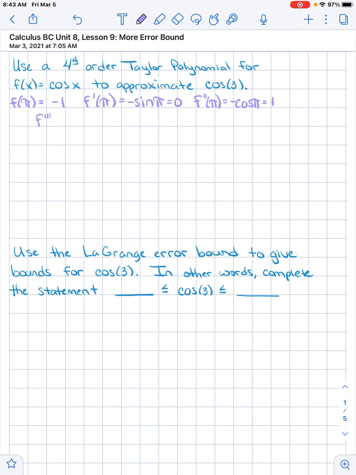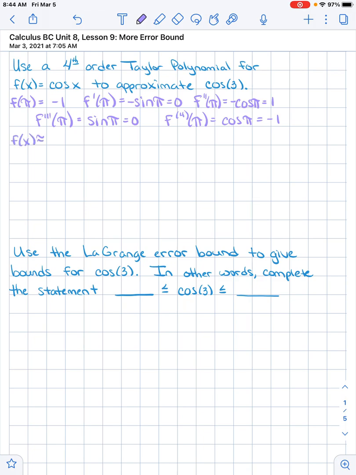Third derivative at pi, the derivative of negative cosine is positive sine, and that's 0. And then finally, the fourth derivative at pi, the derivative of sine is cosine pi, -1. So I'm going to use this to write my Taylor polynomial.